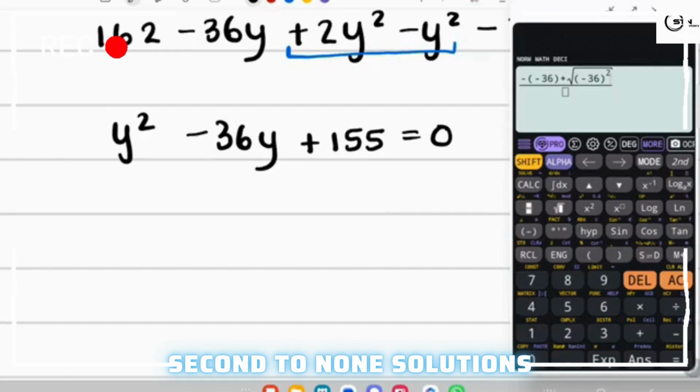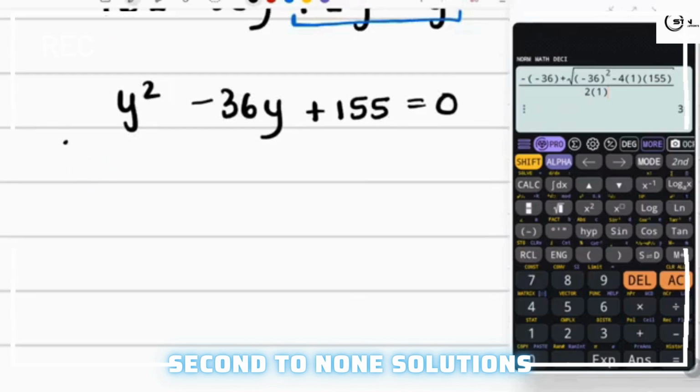And then minus 4AC. So 4, and then a is, as we can see, a is 1 and c is 155. Okay, all over 2a. And we have that. So as you can see, the first solution we get is 31.